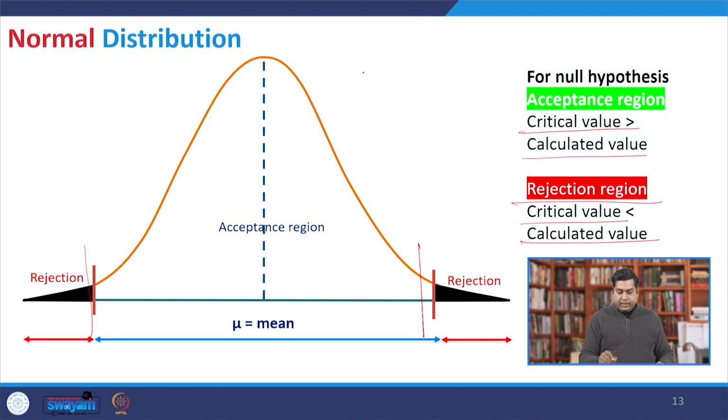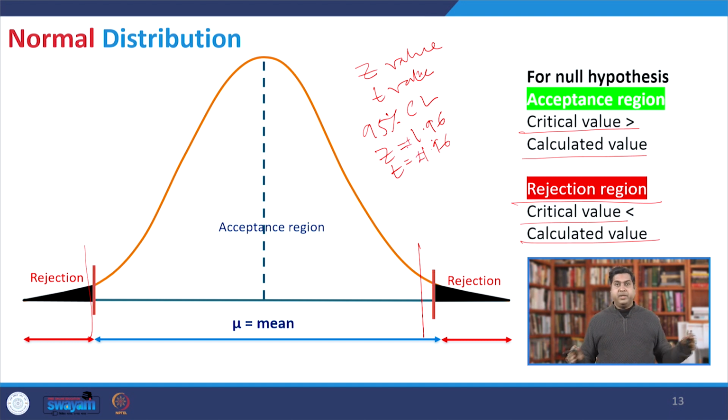Say for example, if you consider z value or t value, in both cases if you take a 95% confidence level, the corresponding z value is 1.96 in a two-tailed test, and the t value is also the same 1.96. It can be plus or minus, depending on the relationship with those kinds of estimates. But say for example, your t calculated is 1.70, plus or minus, so that means your t calculated is less than t critical, which we will get from the t table or z table that are available.